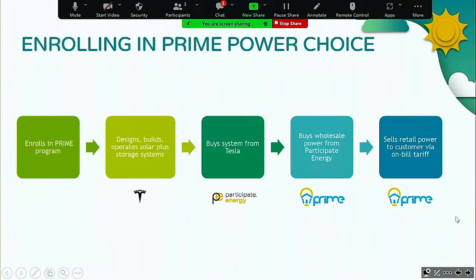In terms of how a resident can participate in the Power Choice program, a Pico Rivera resident must first be enrolled in Prime. The Prime customer would then be able to enter their information via Tesla.com or possibly the city's website. Based on the information entered, Tesla would design and install the system, Participate Energy would purchase the equipment from Tesla, and Prime would purchase the wholesale energy from Participate Energy and sell the energy to the customer.